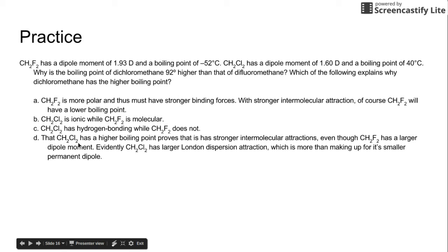CH2Cl2 is a much larger molecule than difluoroethane, and because of that, it is going to be more polarizable, and as a molecule, you will have stronger intermolecular forces than in CHF2.